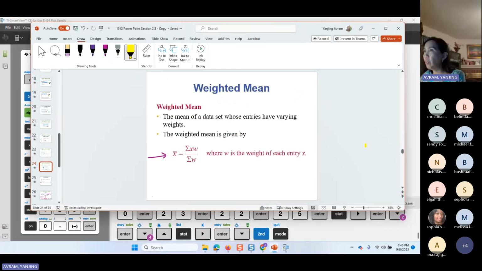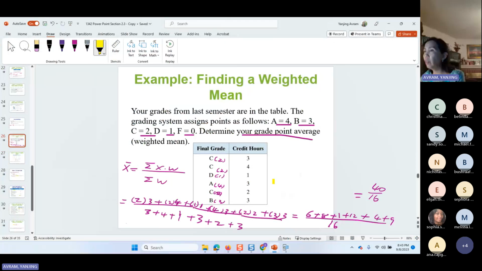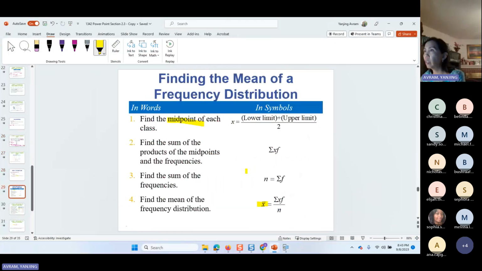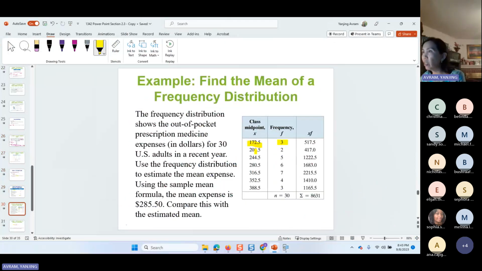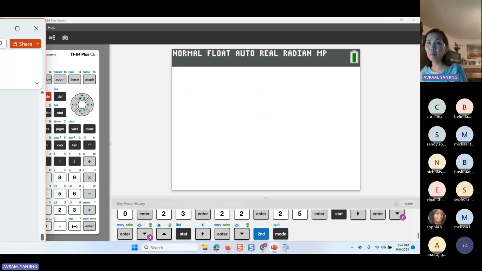So for example, if I want to calculate this weighted mean, I have a midpoint and I have a frequency in here. I can input my midpoint into L1, input my frequency into L2, and the calculator will find the weighted mean for you automatically. All right, so let's see how you do that in here.